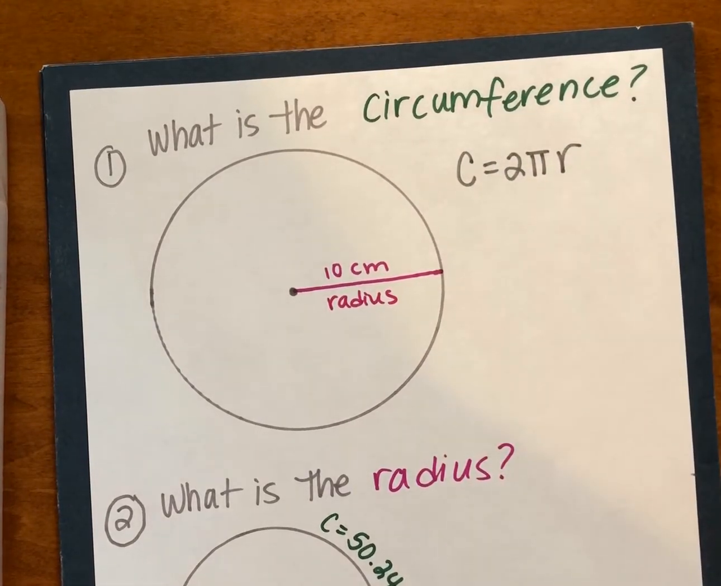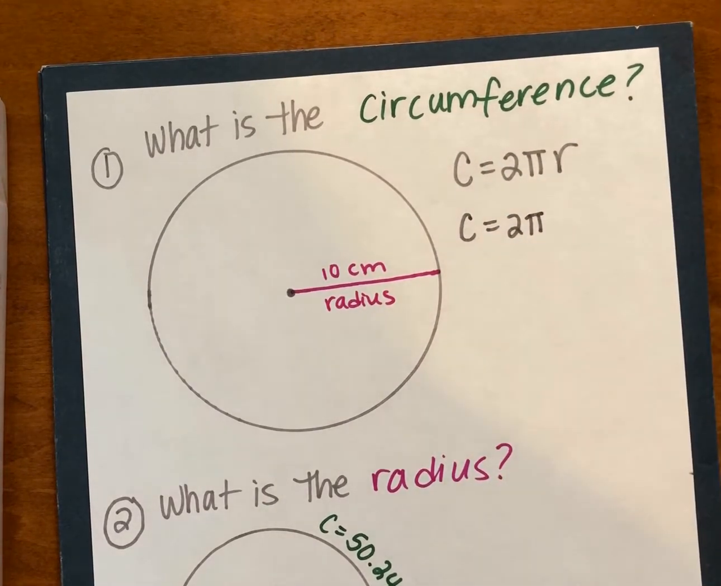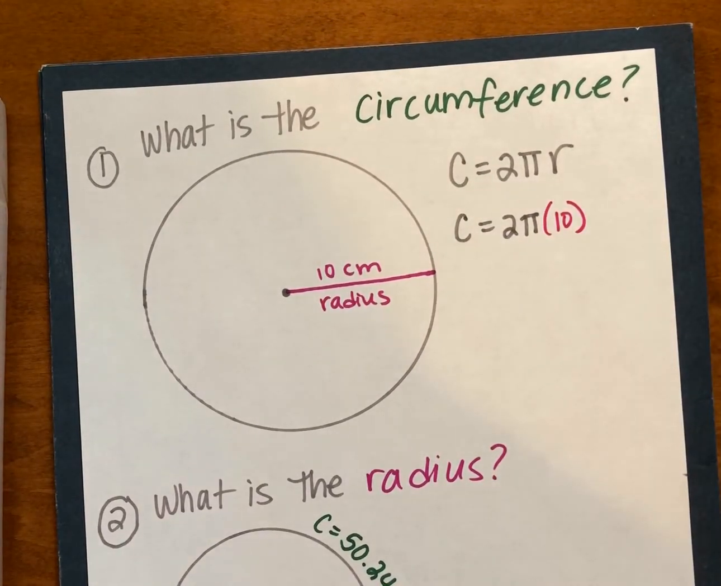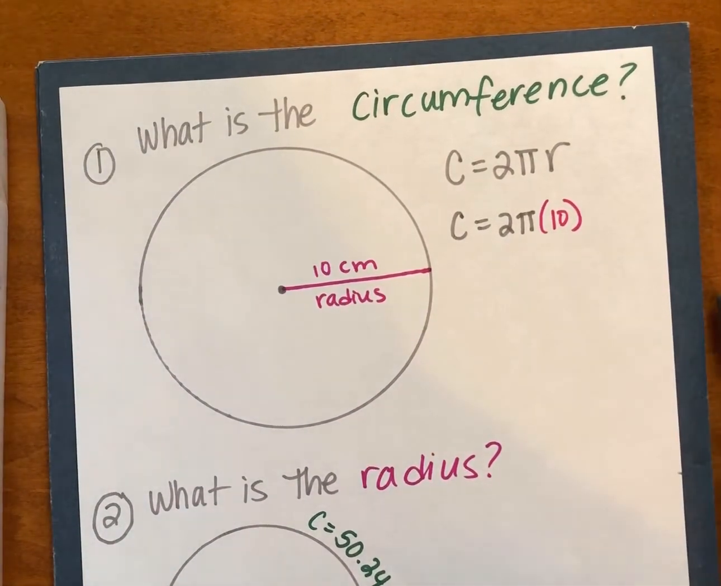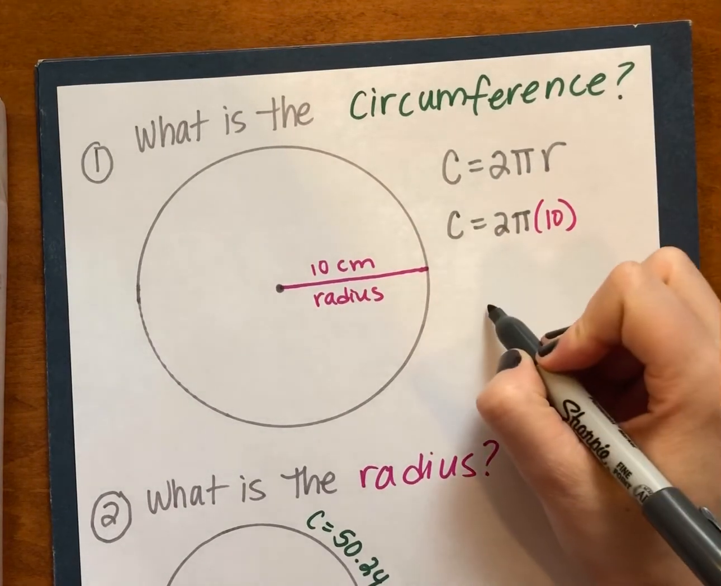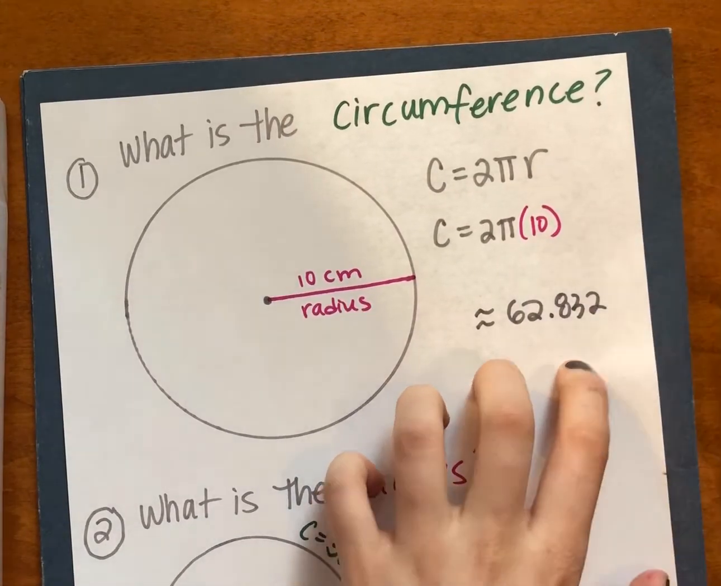So I'll write down my formula. Circumference equals 2 pi radius, and this works for every circle. And I'm going to fill in the information that they give me. Circumference equals 2 pi times my radius, that's 10. You can type this into Google, 2 times pi times 10, because Google has a pi button. And that will give you an answer of 62.832, and there'll probably be some more.